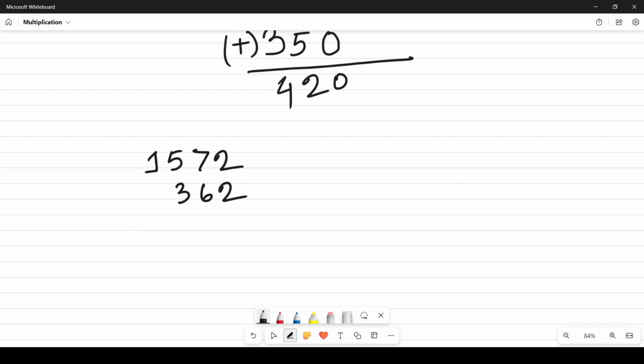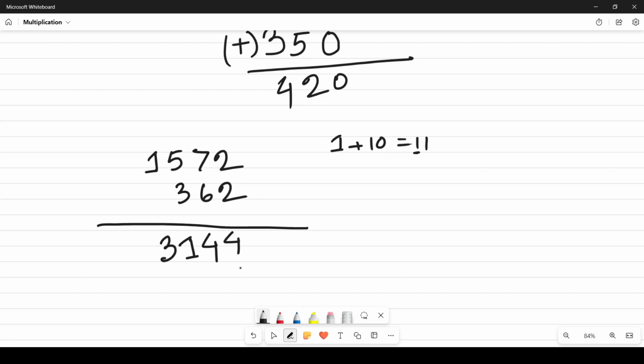362. Okay, so 2 2s are 4, 7 2s are 14. Then we have 1 in our hand. 5 2s are 10, 10 plus 1 is 11, so we put 1 and then we are left with 1 in our hand. 2 1s are 2, 2 multiplied by 1 is 2, then we have 1 in our hand, so 2 plus 1 is 3. Okay, now we need to skip one digit.